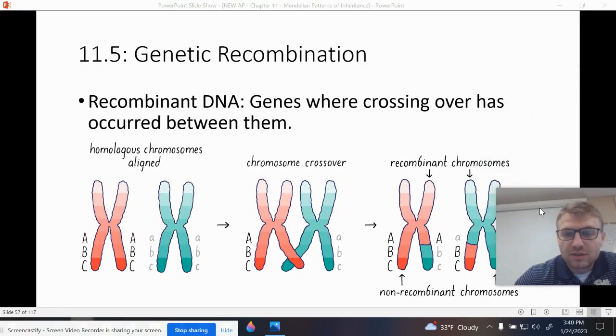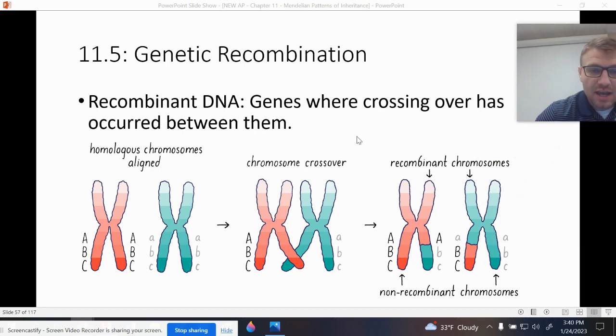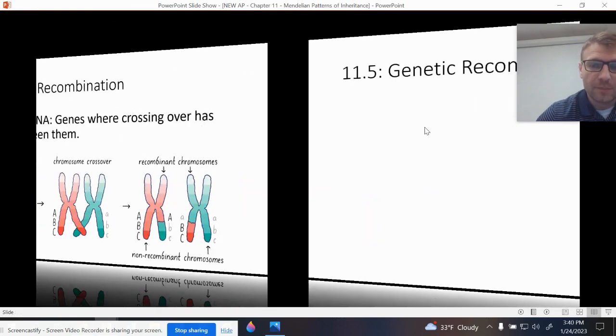Now, we call this change in DNA recombinant DNA, and this is where the DNA is going to flip-flop. This is because of crossing over. So you can see our non-recombinant chromosomes and our recombinant chromosomes here because of crossing over.